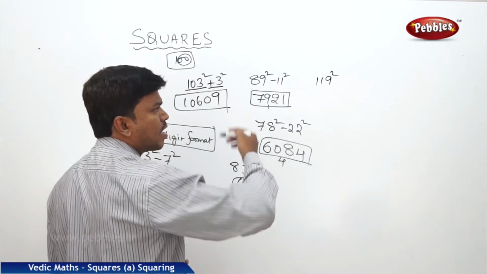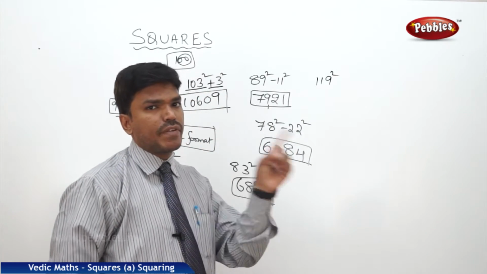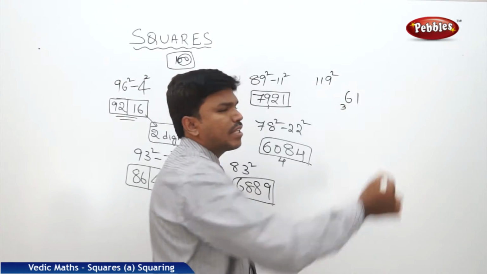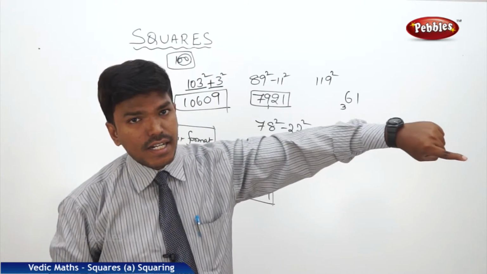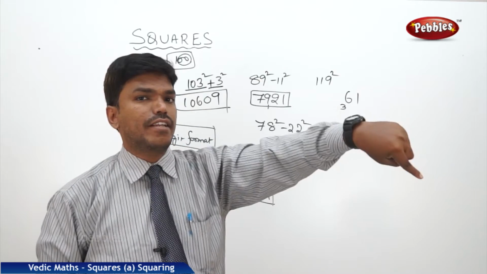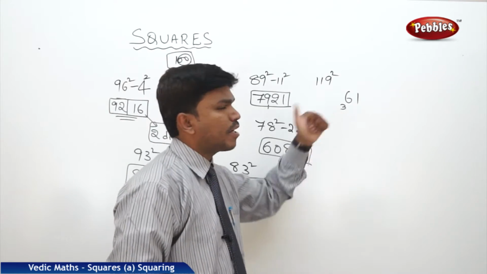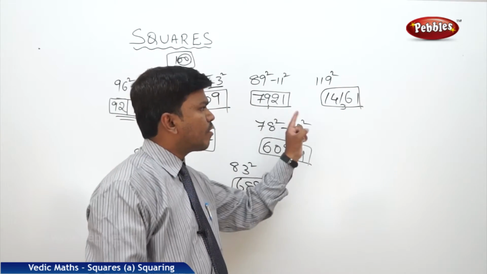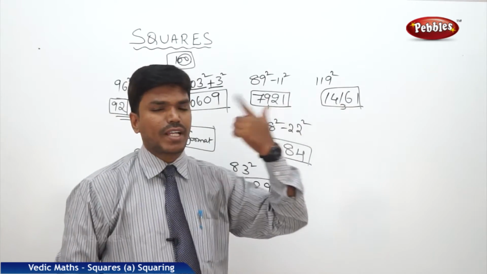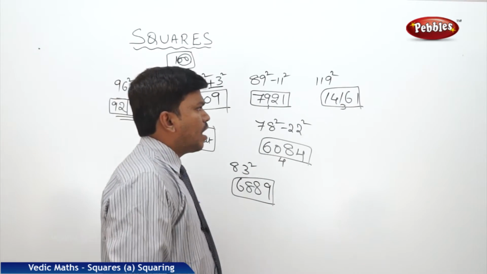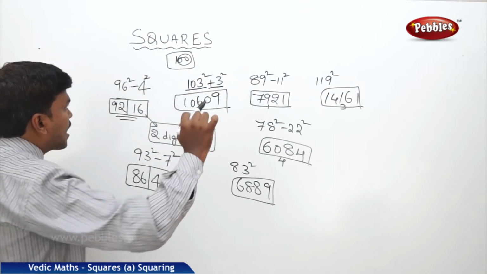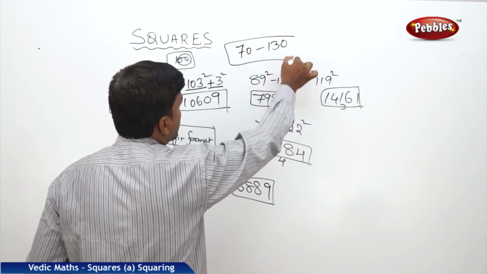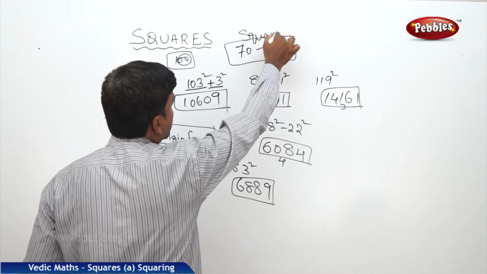Suppose I need some 119 square. So 119 square, what is the excess when you compare with 100? 19. 19 square is 361. So drop 61, carry 3. Now 119 plus 19 we need to do. 119 plus 19, 138. 138 plus 3, 141. So 119 square is 14161. Anyhow, I can keep the carry in the mind. Like this we can calculate squares from 70 to 130.